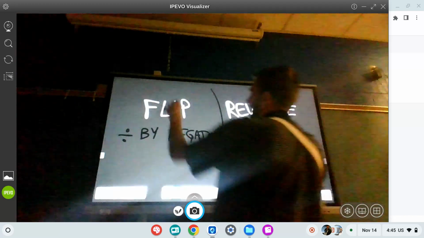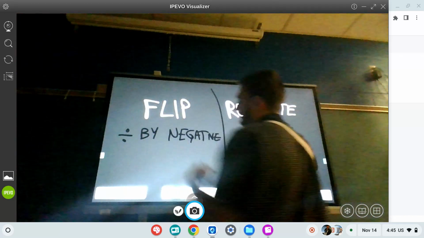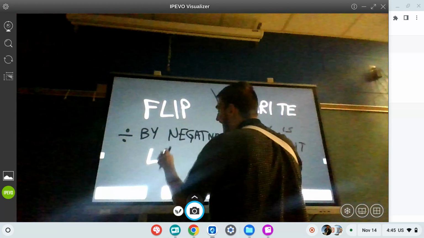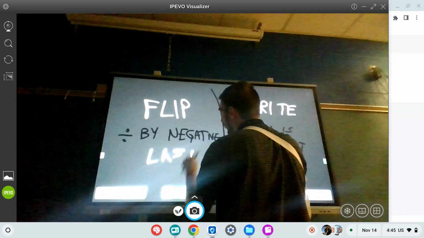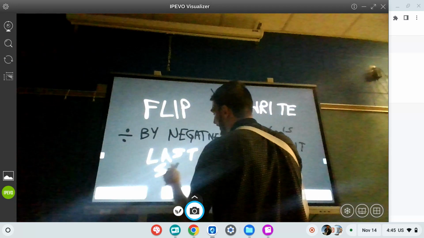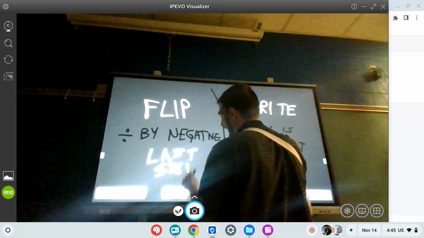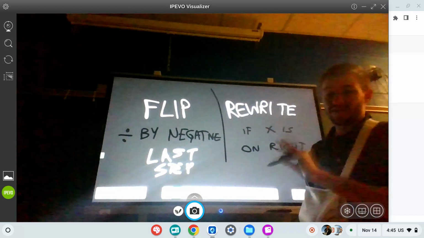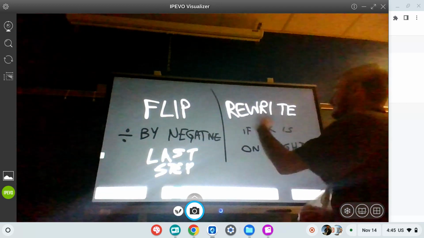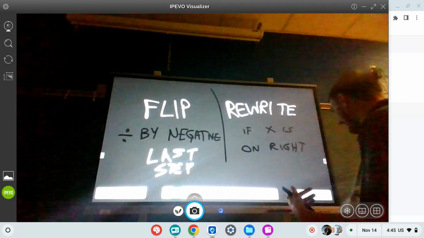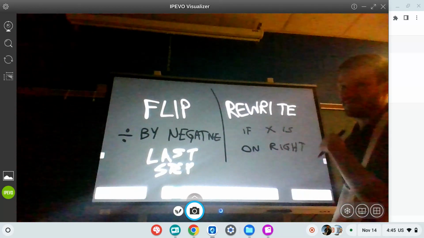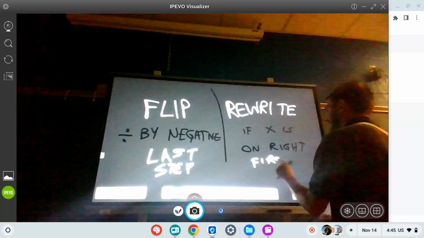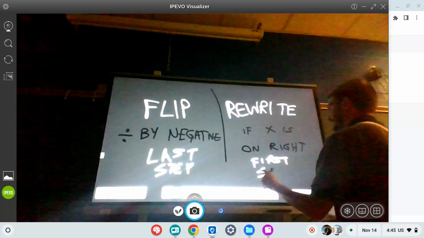Now, this flipping happens when you divide. And when do you divide? You always divide last. So this is always going to be the last step. You're only going to flip at the very, very end of an equation. Rewriting if x is on the right, well, you're going to know that from the very, very beginning. So this is going to be the first step.